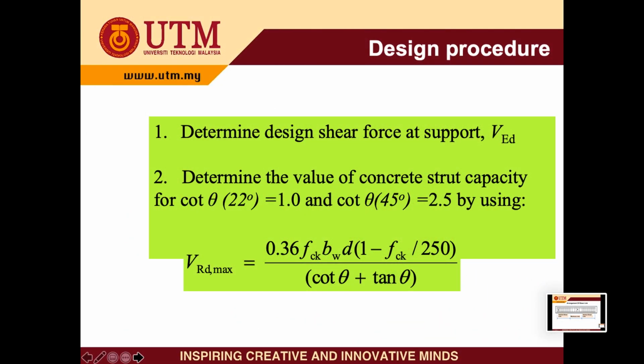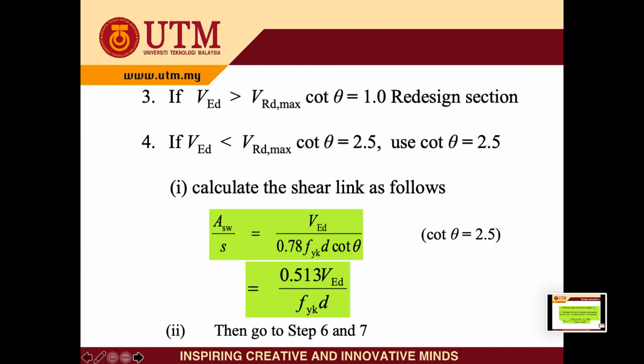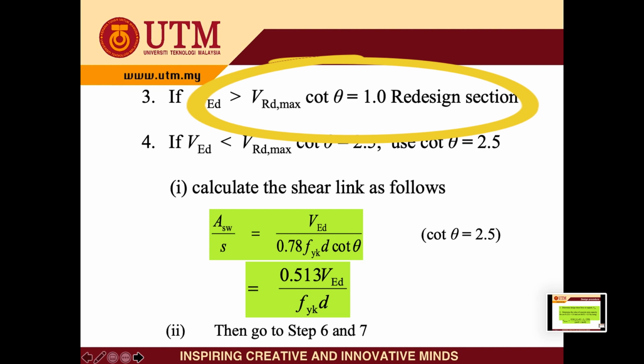Therefore, we have the steps for the design procedure for the link. The first one is to determine the shear at the support, VED. The second step is to determine the value of the concrete strut capacity, or VRD max, for the inclination strut of 22 degrees to 45 degrees. So you need to calculate both of them. Step 3 is we need to compare with the VRD max at cot theta 1.0, or theta 45 degrees. If your VED is greater than this value, it means that you need to redesign the section, meaning that you need to change the H of the beam.